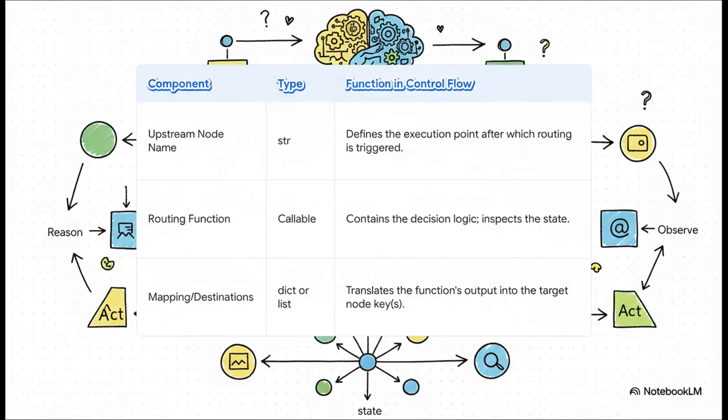It's basically a three-part recipe. First, you say when the decision happens, right after this specific node. Second, you give it the brain, the logic. That's a routing function that looks at the state and makes a call. And third, you tell it what to do based on that call. You map the outcomes, like if it says A, go here. If it says B, go there.